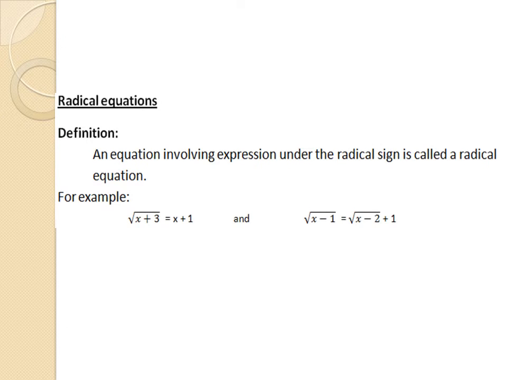Let's start our topic with the definition of radical equations. An equation involving expression under the radical sign is called a radical equation. For example, square root of x plus 3 is equal to x plus 1, and square root of x minus 1 is equal to square root of x minus 2 plus 1. These are two examples of radical equations. In first equation, students, as expression x plus 3 is written under radical sign, and in second equation the expressions x minus 1 and x minus 2 are written under radical sign. That's why these equations are radical equations.